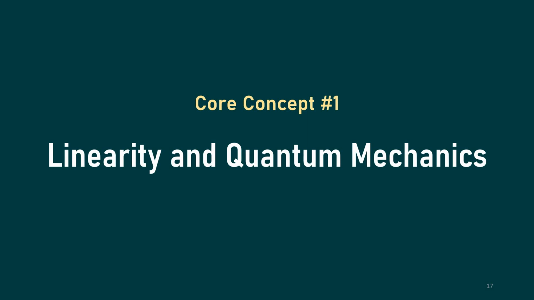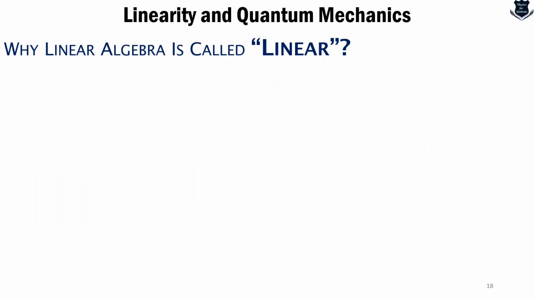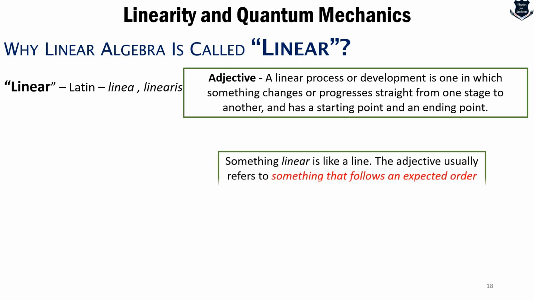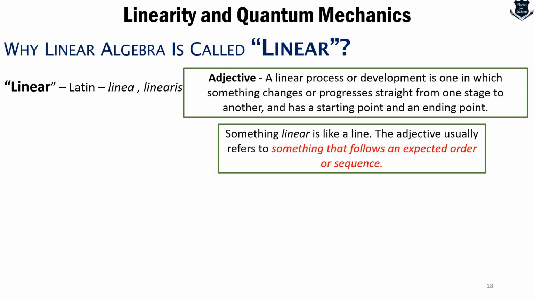Coming up in the next part of the video, linearity and quantum mechanics. So first we will understand why we call linear algebra linear. Obviously we just cannot skip those things and keep on doing the mathematics. It comes from the Latin word linea or linearis, and this is an adjective which shows that something changes or progresses straight from one point to another, one stage to another, and it has a starting point and an ending point. We can also say that something linear is like a line.